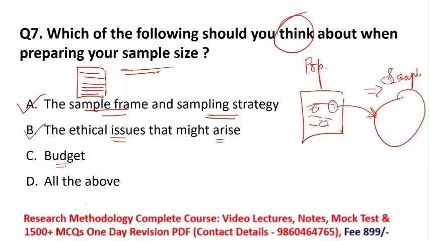Then option D, budget. Yes, if you are selecting your sample size, your sample size should be under your budget, not above your budget. Then only you can perform your study. So you should also think about your budget when you are preparing your sample size. So options A, B and C, all these options are correct. That's why the correct option here is option D, all the above.